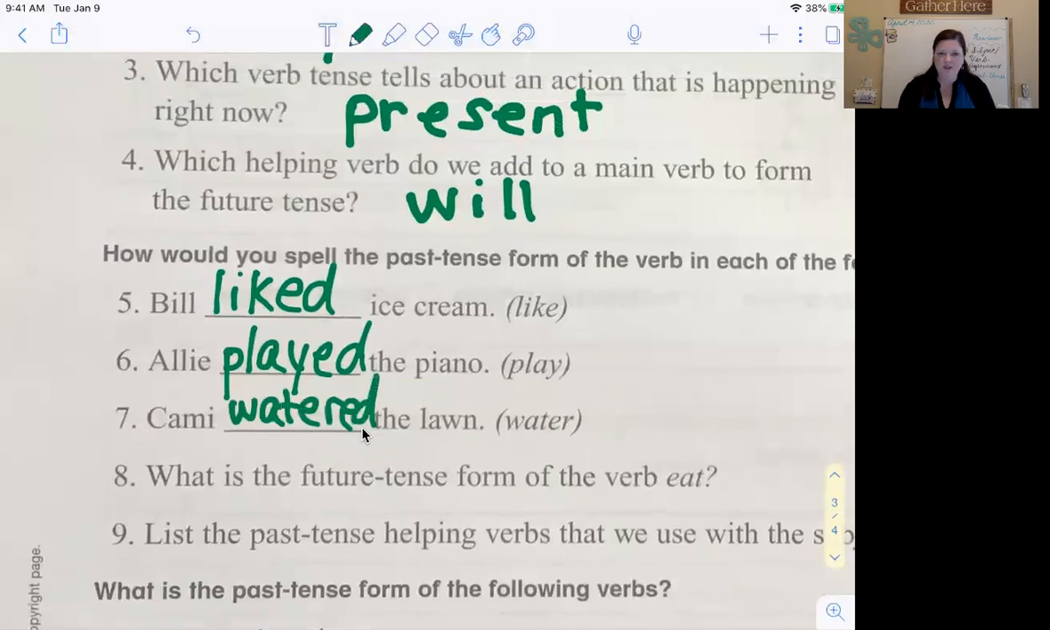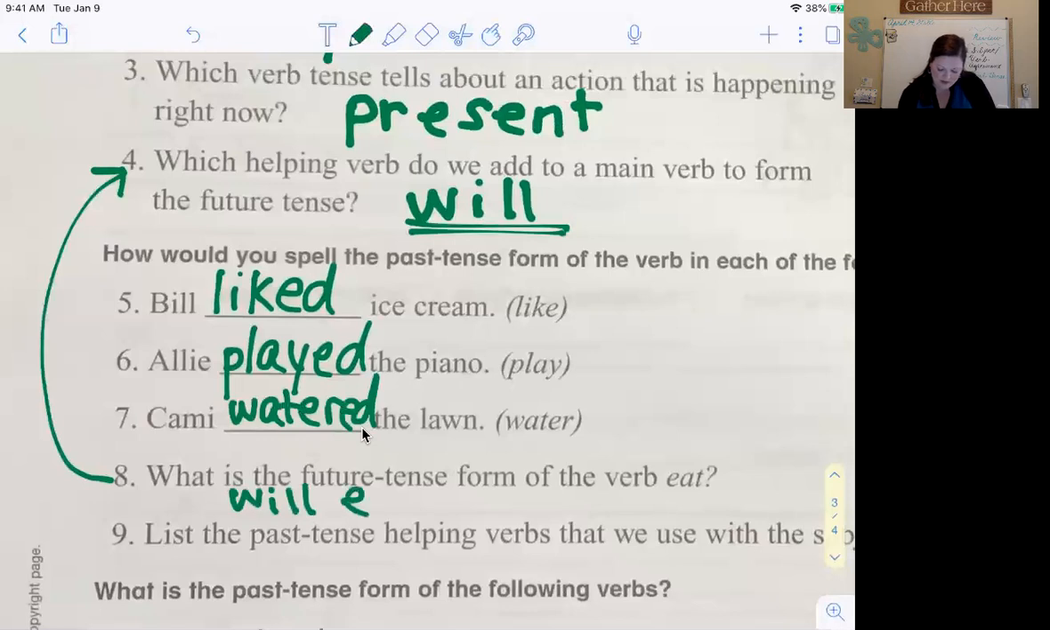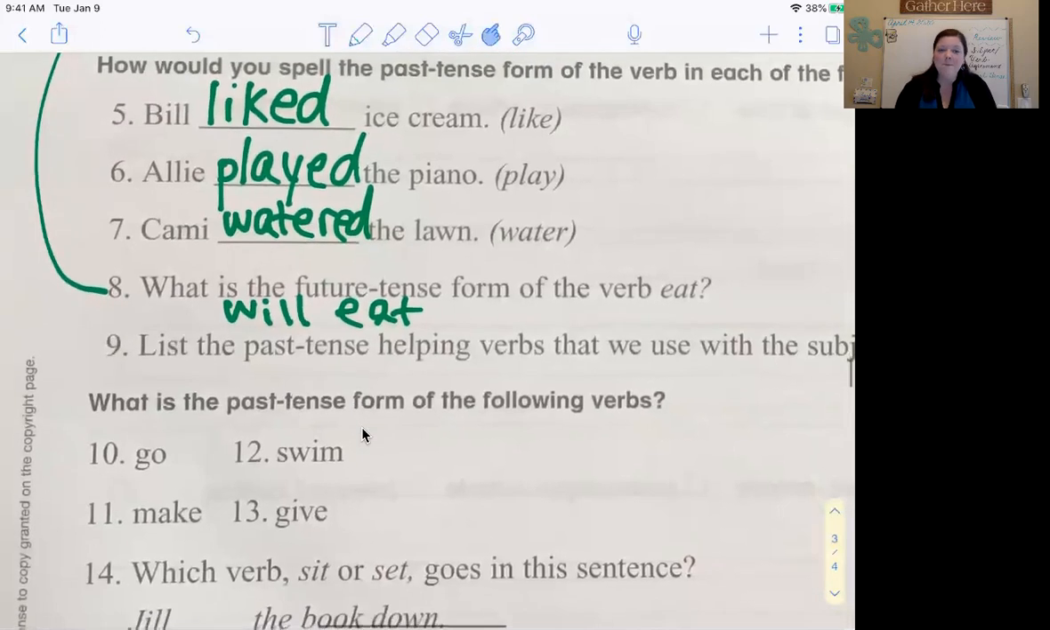Ooh, can I squeeze it in? Goodness gracious. Number 8, what is the future tense form of the verb eat? Well, let's go back up to this question here. In order to make a future tense verb, what verb must come out in front? Will. So we need to have for number 8, will, then the verb eat. Will eat is future tense, meaning it hasn't happened yet, but it will eventually.